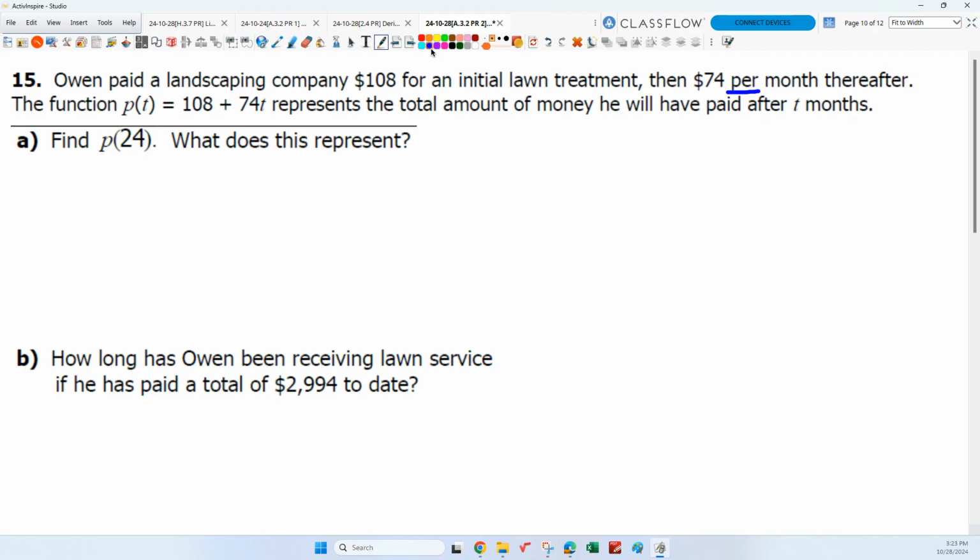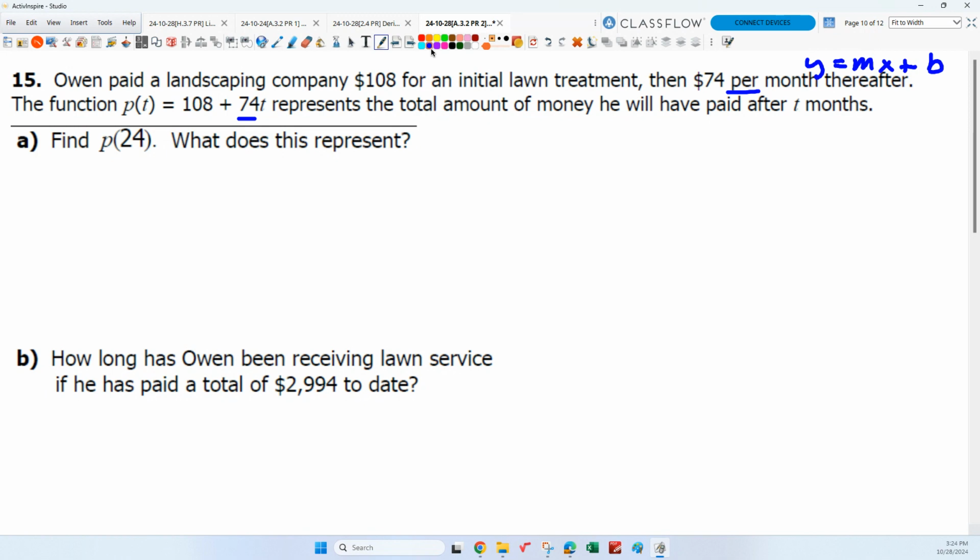But does it make sense then that if I wanted to come up with a function that models this, the 74 would be multiplied by x, or in this case, t? It's the one that's getting multiplied by the input variable, right? Because when we write a line in the form y equals mx plus b, the slope is the rate, isn't it? That's the number that's multiplied by the input. Usually it's an x, in this case it's a t.